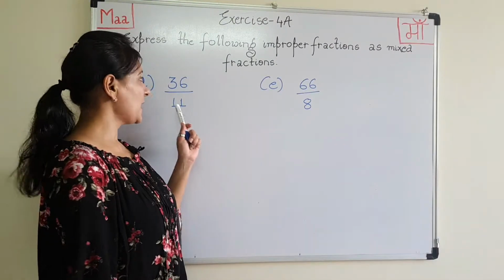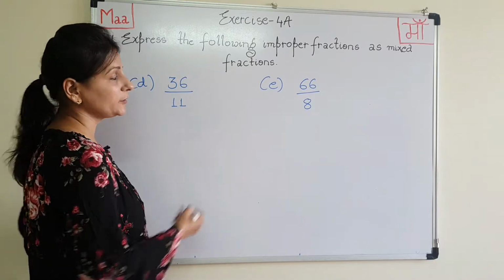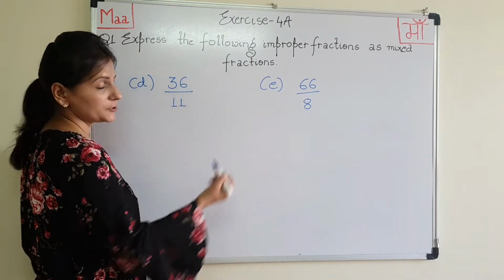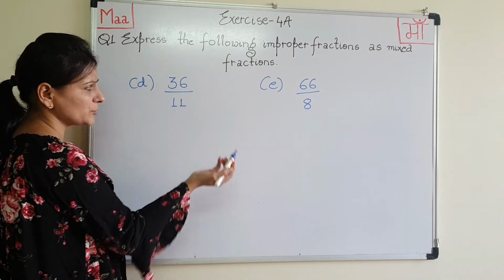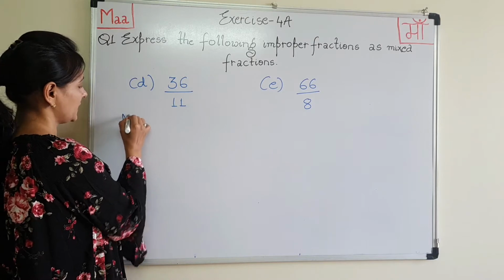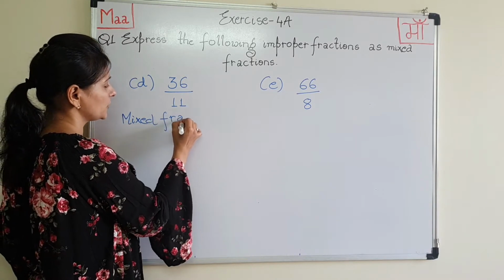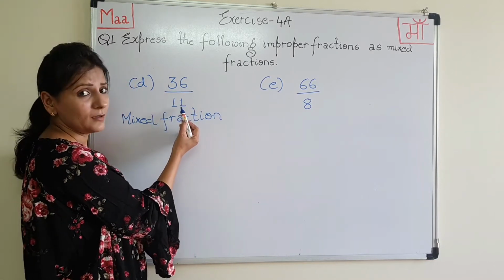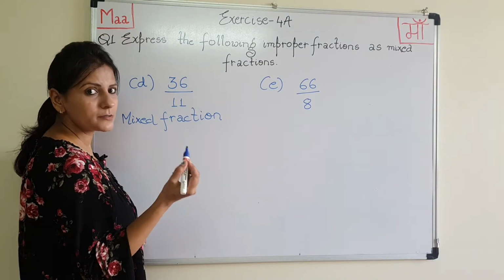Now the next part is D part. It is 36 upon 11. Again you can see it is an improper fraction where the numerator is greater than the denominator, and we have to convert it into a mixed fraction. So what you can do is either directly. Here if I tell you directly, because now you are in 5th standard, you can do the questions directly also. Like in the table of 11, the number smaller than and nearest to 36 is 11 3s are 33.